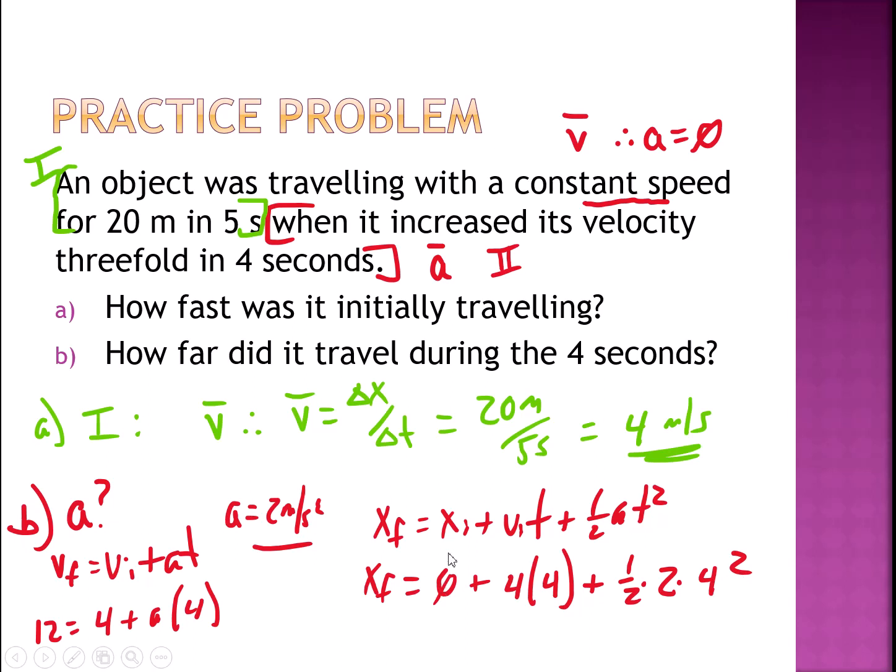Now I made my initial position 0 because it's only asking me how far did I travel during the 4 seconds. If it asked how far did I travel during the whole 9 seconds, then my initial value would be 20 because I already covered 20 within the first 5 seconds. But this equation is only accounting for the 4 seconds where we were accelerating. Simplify the problem down, I get 32 meters.